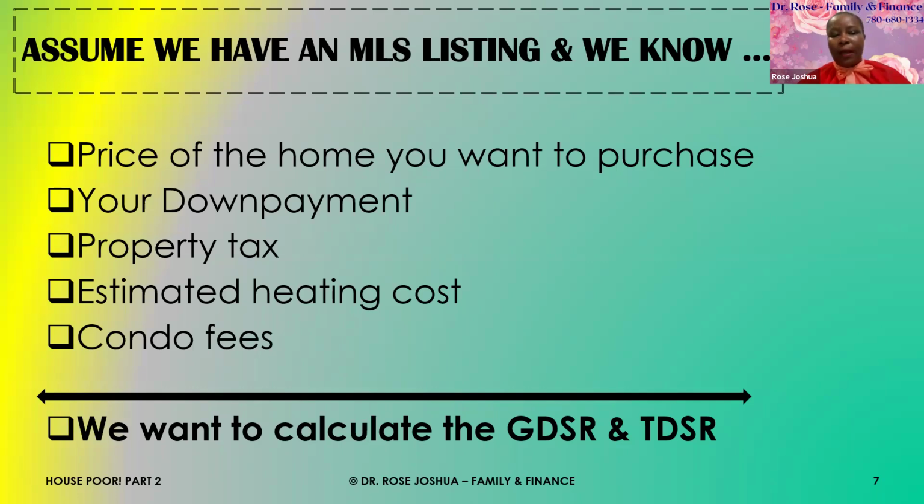So based on all of that, we want to calculate the GDSR and the TDSR. Now, you will notice that the down payment is not in those calculations, but it's important that we carry the down payment along. We're going to deal with the down payment a little later, not in this video, actually, but in part 4, I believe. Okay, so we have the MLS sheet. We have made an offer. We know the price of the home, the property tax, estimated heating, and condo fee.